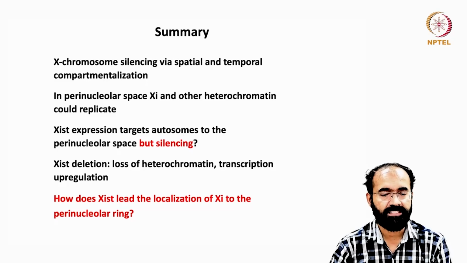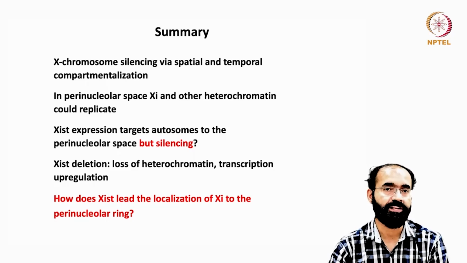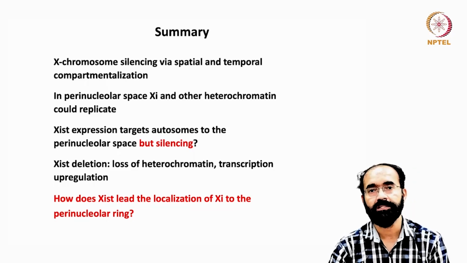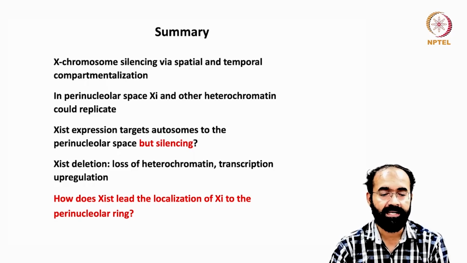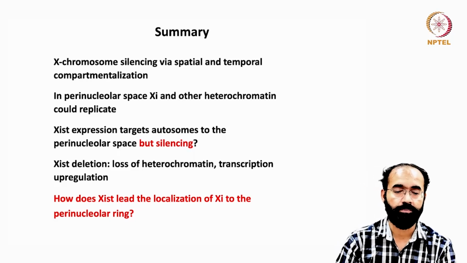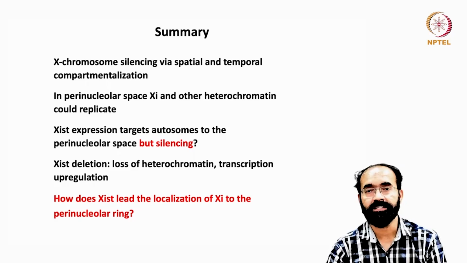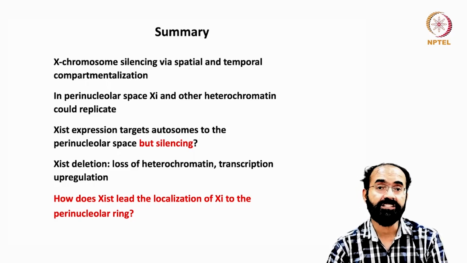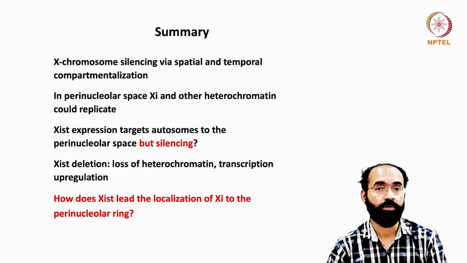So to summarize, X chromosome silencing occurs via spatial and temporal compartmentalization. It is not enough just to exist alone; it also has to co-localize or go to the vicinity of the nucleolus to maintain that. In the perinucleolar space, Xi, or inactive X chromosome, and other heterochromatin could replicate. That is a place where they replicate, and Xist expression targets autosomes to the perinucleolar space, but they may not be getting silenced as occurs with the X chromosome, at least in that experiment where they tried chromosome number 8. Xist deletion, what happens? Loss of heterochromatin and transcription upregulation is seen if you delete Xist. So how does Xist lead to the localization of the inactive X chromosome to the perinucleolar ring? This remains a big question.